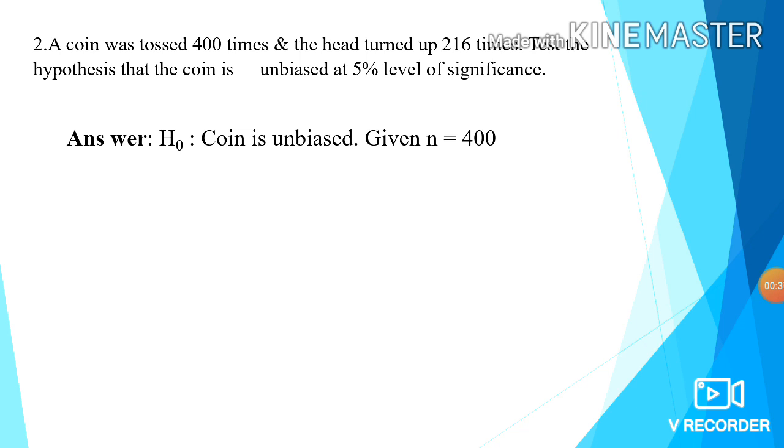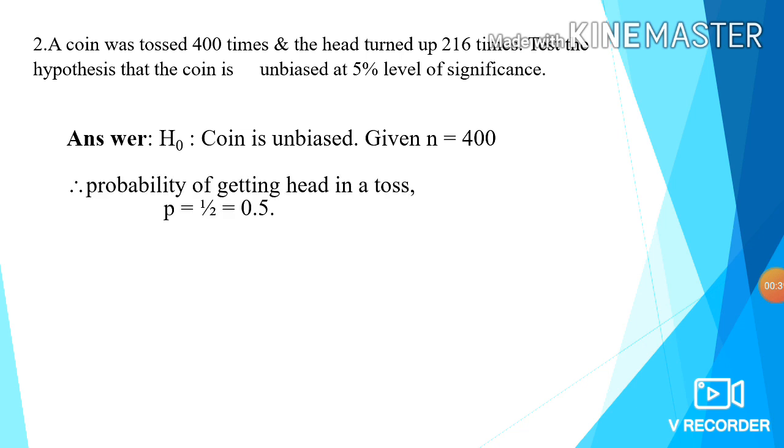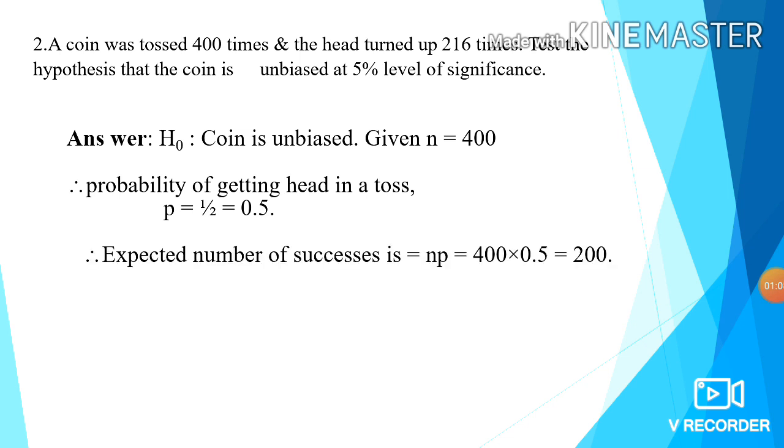So the solution: we assume the hypothesis that the coin is unbiased. Given n is 400, what is P, the probability of getting head in one toss? Out of head and tail, two possibilities, we can get head once. So the probability of getting head is 1 by 2, which is 0.5. Q is 1 minus P, which is also 0.5.